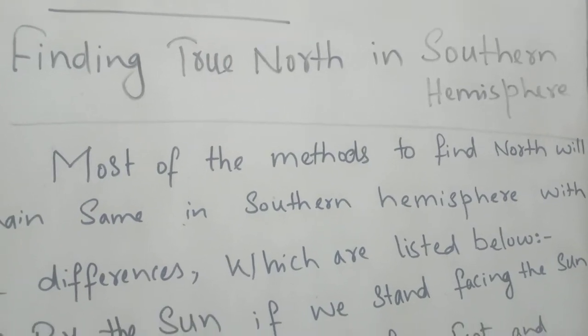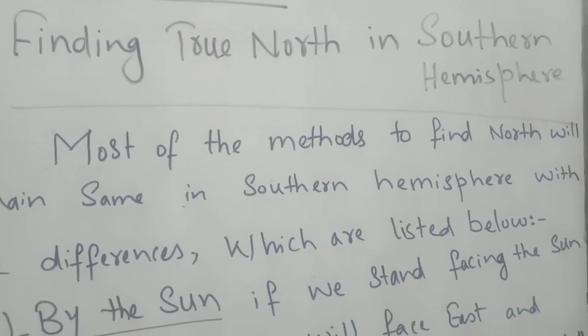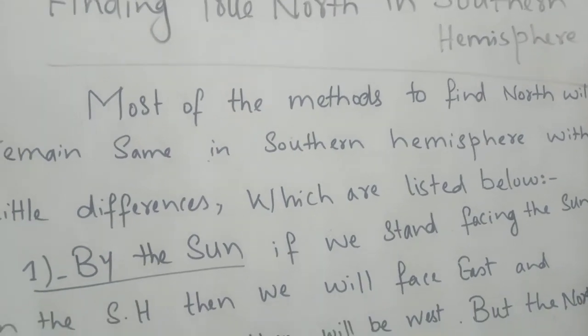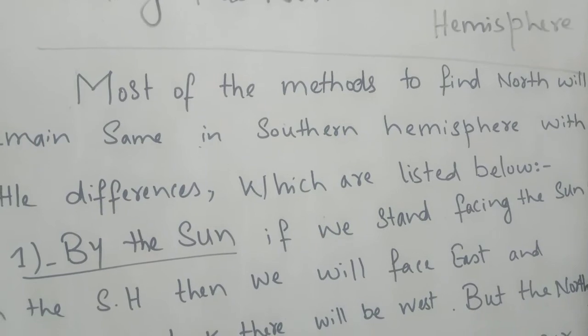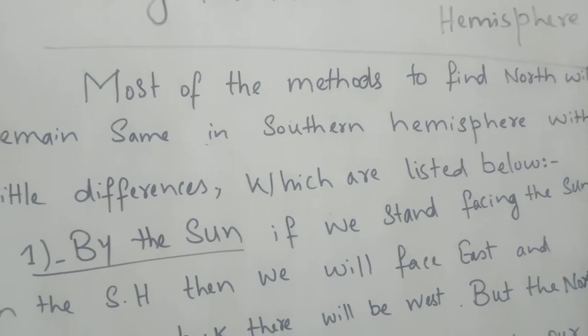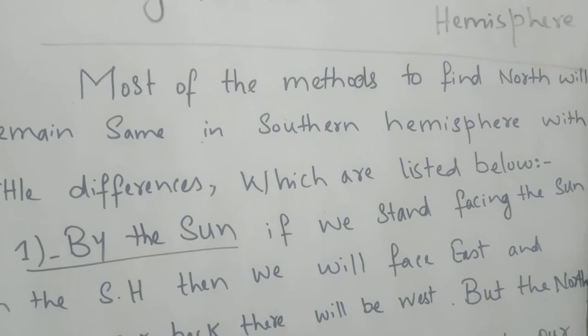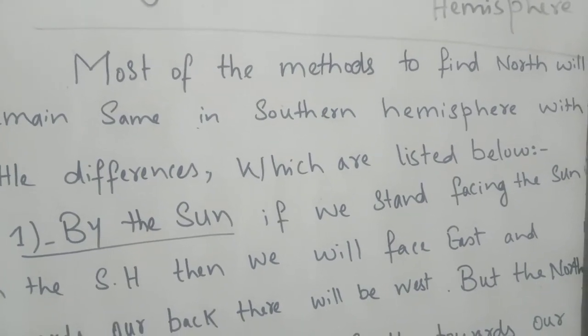Okay, let's move on. Most of the methods to find the north will remain the same in the southern hemisphere with a little bit of difference, and the differences are listed below. Quickly have a look at the methods. The first method to find the true north is by the sun, as we have done in the northern hemisphere.